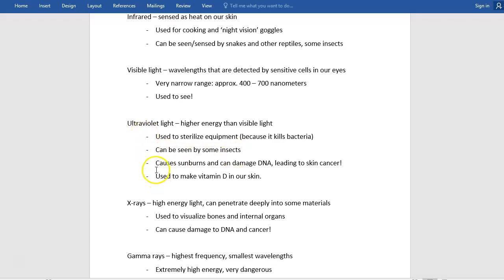It is higher energy though, because it causes sunburns and can damage DNA, leading to skin cancer, but we do use it ourselves as part of a metabolic process to make vitamin D in our skin. And if you don't have enough vitamin D, you get a disease called rickets, which makes your bones go kind of soft and squishy. So nowadays that we stay inside so much, we often add vitamin D to other foods, like on milk you can buy vitamin D milk.